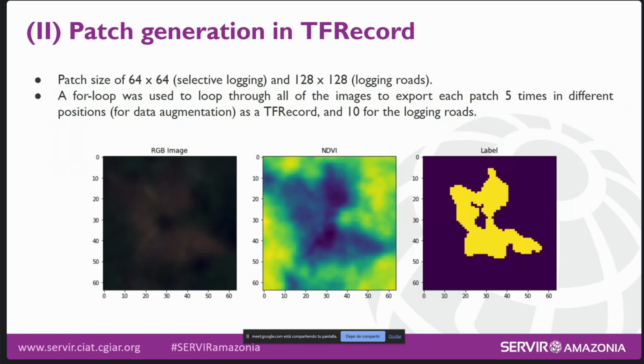Next one. So regarding our patch generation in TensorFlow, we exported our polygons with a patch size of 64 by 64 in the case of selective logging activities and 128 by 128 in the case of logging roads, because they are much bigger than the logging activities. And we used a for loop to export all of our patches into a readable format, which is a TFRecord. One thing that we have to notice is that we applied data augmentation for the selective logging dataset, not for the logging roads dataset. Next one, please.